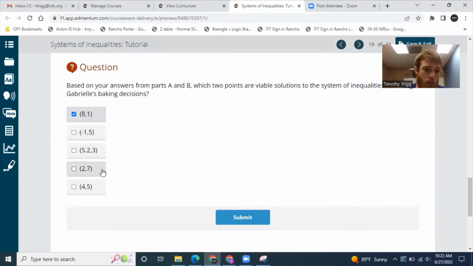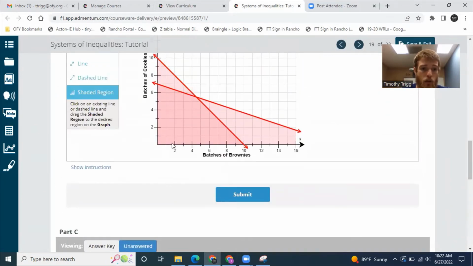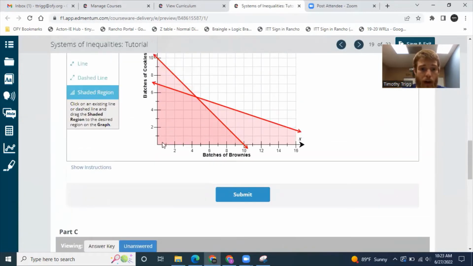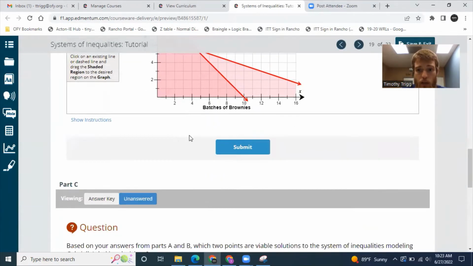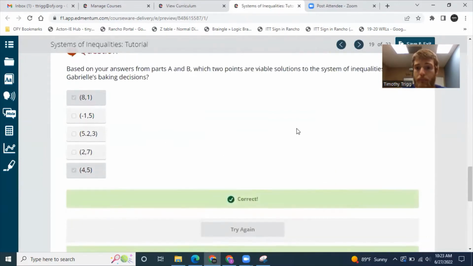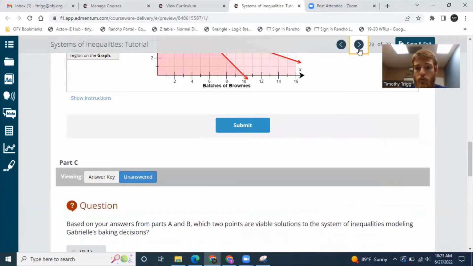Let's check the next point, (2, 7). That looks like it's outside the double shaded region. So we're going to say no on that one. And then (4, 5). Yeah, that's definitely in the double shaded region. So we're going to go ahead and click that one as well. And there you go. All right, so that was the tutorial.